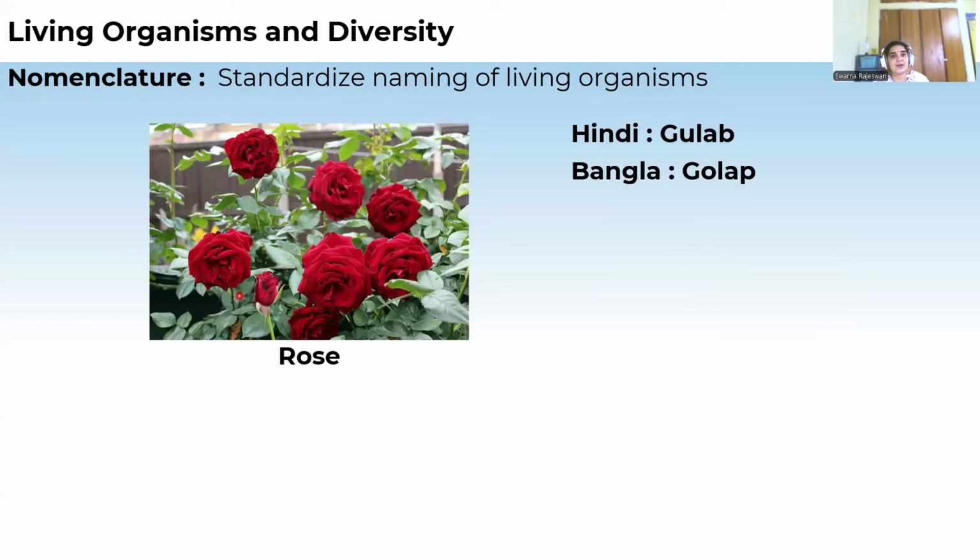For example, if we see a rose, every time we will not describe that it is red in color and gives a very nice smell. Whenever we see the rose, we will pronounce it as rose. But we will pronounce it in our own languages. In Hindi, it is gulab; in Bangla, it is gulab.